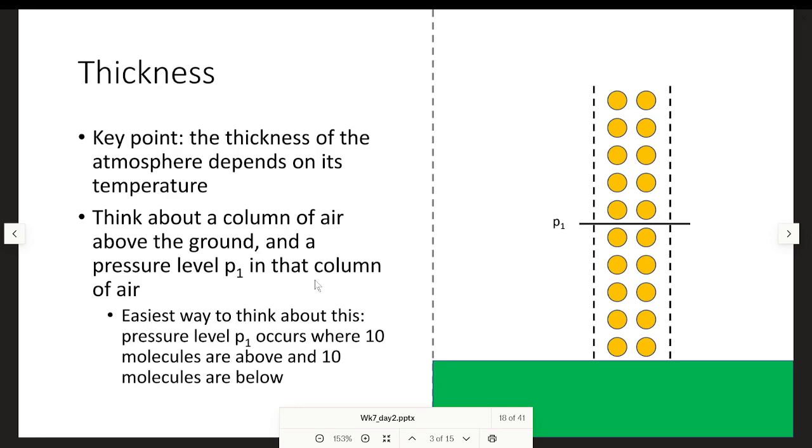So let's talk about atmospheric thickness. The thickness of the atmosphere depends on the temperature, and there's an equation you'll use in the future for this. It's called the hypsometric equation. It's a pretty simple equation, but it directly relates the height of the atmosphere, the thickness of the atmosphere, and temperature. So the higher the temperature, the thicker the atmosphere is.